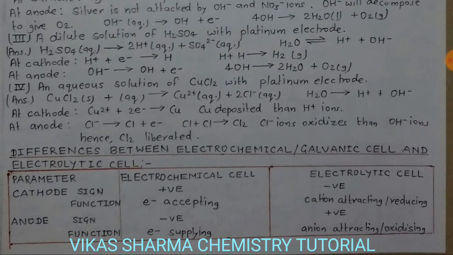Student, in the case of the anode, the sign in the electrochemical cell is negative and the main function is electron supplying. But in the electrolytic cell, it is a positive sign and the main function is anion attracting or oxidizing. So student, it's a major difference between the electrochemical cell and the electrolytic cell.